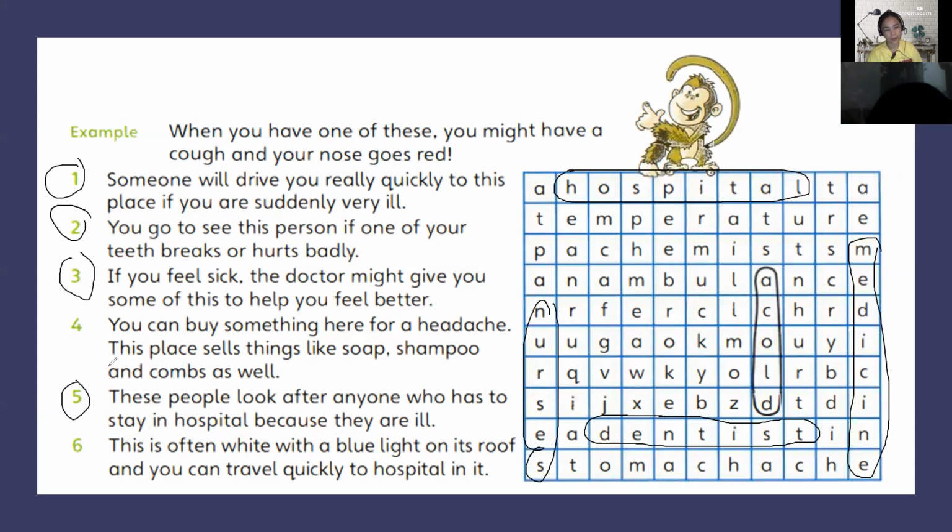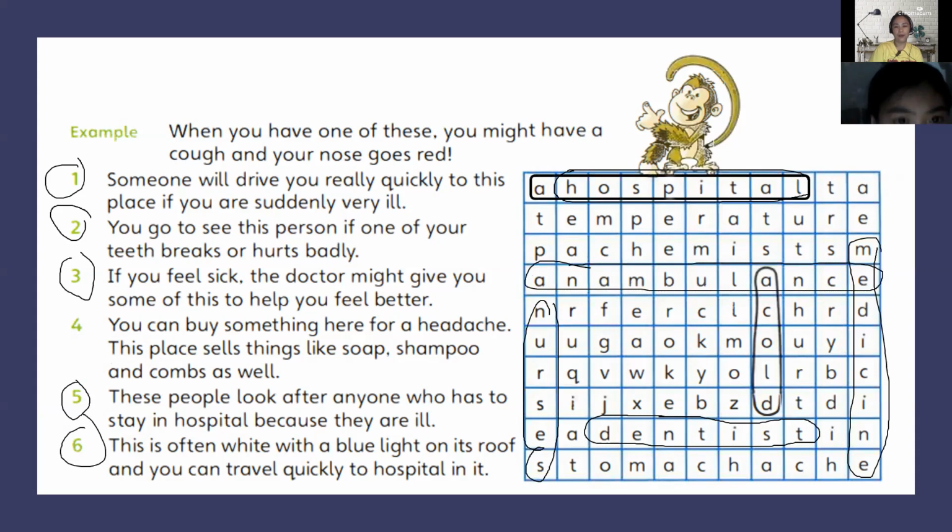Number six, baby. This is often white with a blue light on its roof, and you can travel quickly to hospital in it. It's an ambulance, baby.